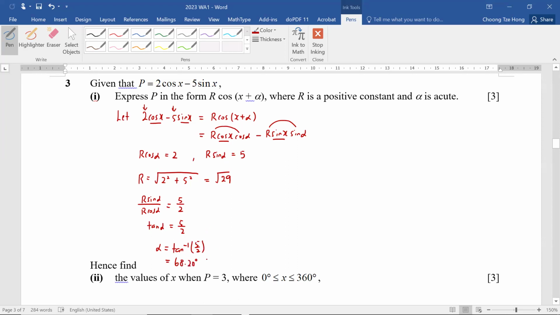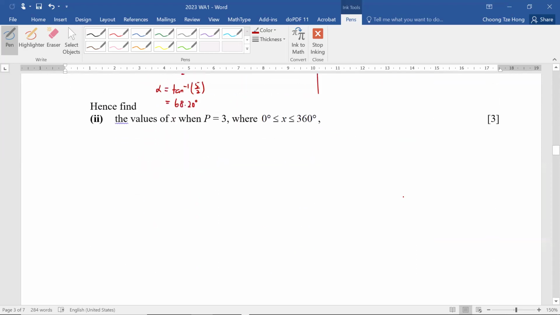Once we have found alpha and R, we can then write out P already. So P is going to be equals to, in the form R cosine, R is the square root 29 cosine (x plus 68.20). So this will be the answer for part 1. Let's move on to part 2.